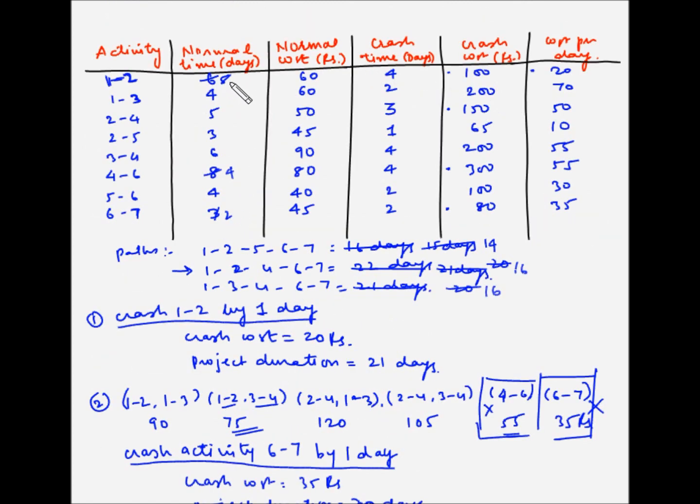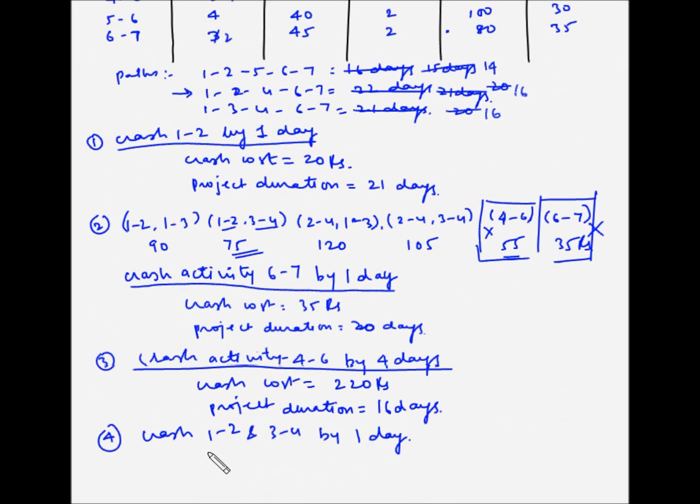So this will become 4 and this will become 5, and the cost is 20 plus 55, so 75. So crash cost is equal to 75 rupees, and the new project duration is equal to 15 days.